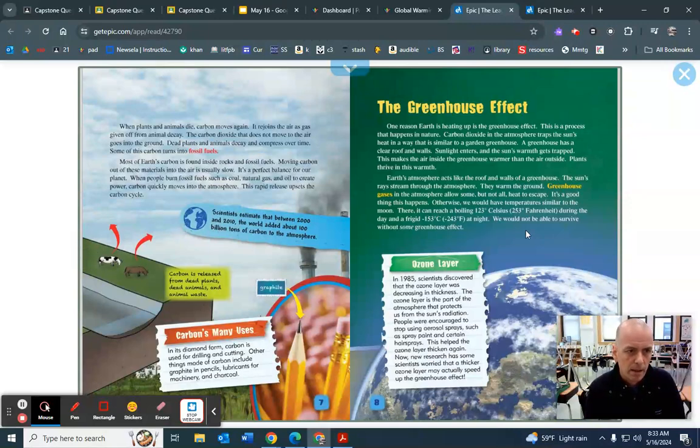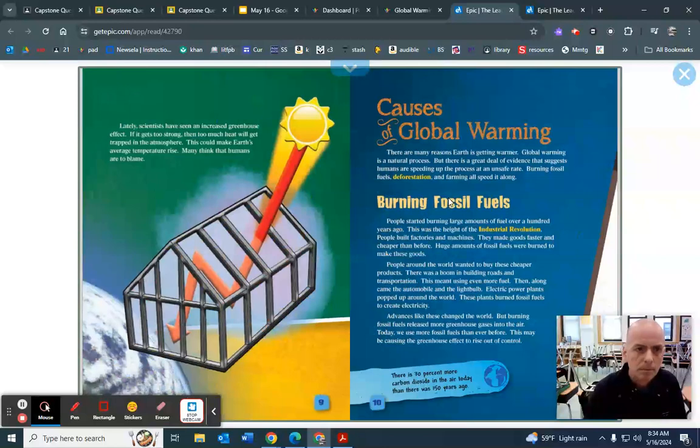I want this person to go back to their source and look at what it says about the causes. First, it explains what the greenhouse effect is. It's a natural thing where carbon dioxide traps in some of the sun's heat. It's a good thing. It keeps our earth warm. We're allowed to live here. So they have to start with that. And then the reason it's trapping too much heat, though, and it's warming up, is we're burning fossil fuels.